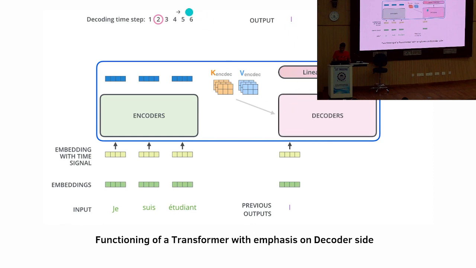In the decoding time step 2, it translates and passes on I. Then in time step 3, it gives the output am. Then in time step 4, it gives a. So you can see Je is translated to I, then suis is translated to am, and etudiant is translated to student. So ultimately we get the full translation of Je suis etudiant: I am a student. I think this animation also answers your question about how the decoder works. Do you have any doubt in this animation?